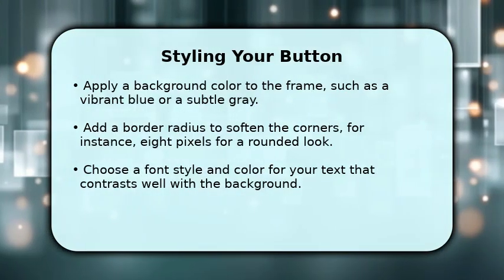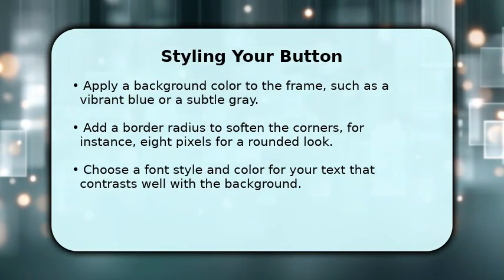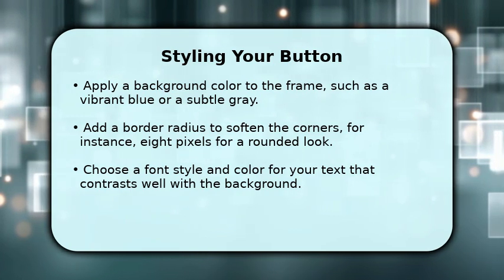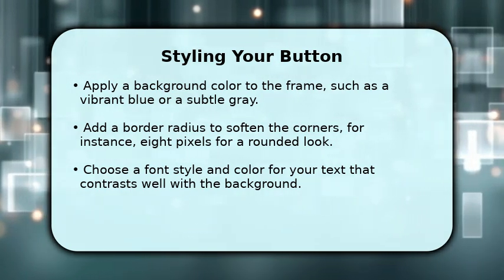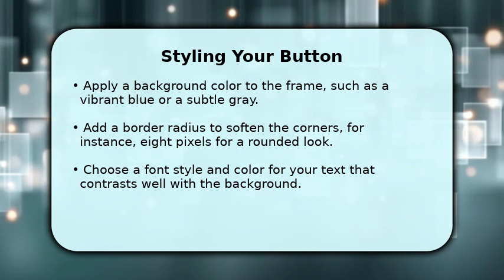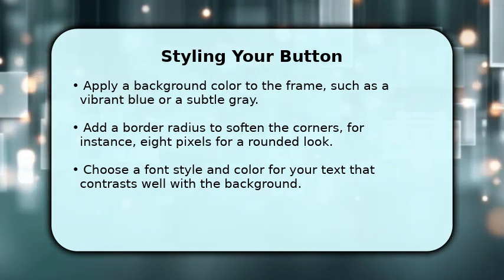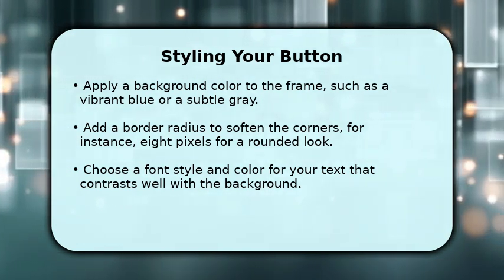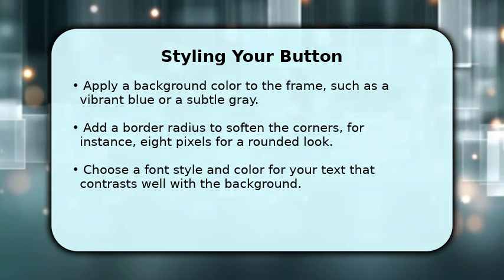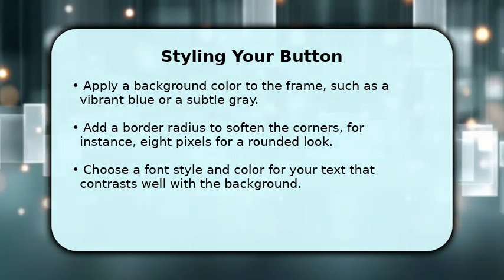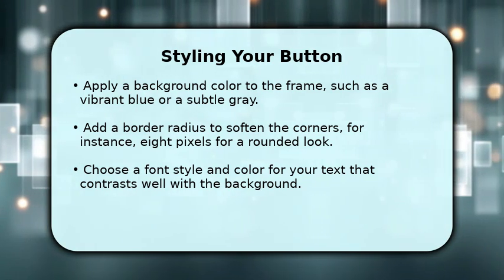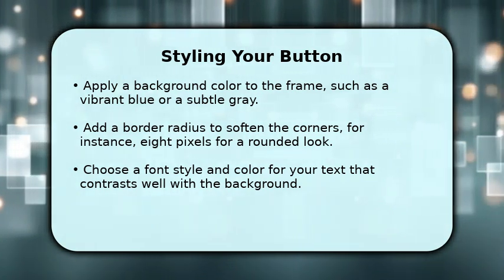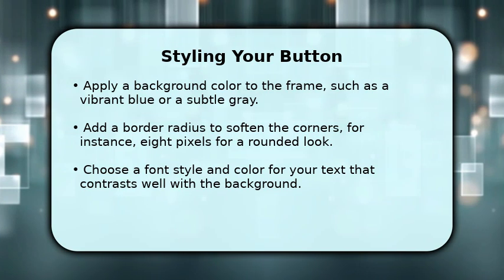Now, let's make your button visually appealing. Select your frame and give it a background color. A nice blue or a professional gray works well. To soften those sharp edges, apply a border radius, maybe 8 pixels, for a modern, rounded feel. Don't forget to style your text too. Pick a clear font and a color that stands out against your background. You might even add a subtle shadow to give your button a bit of depth.